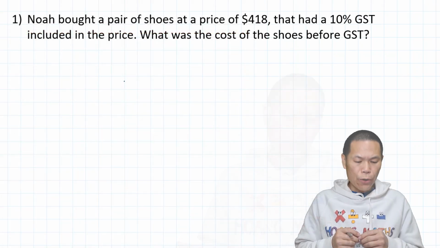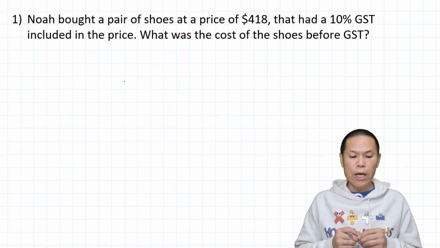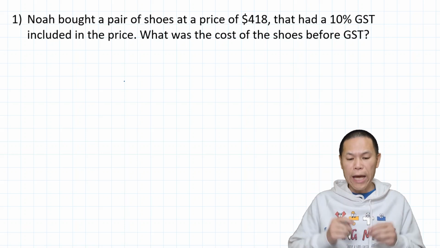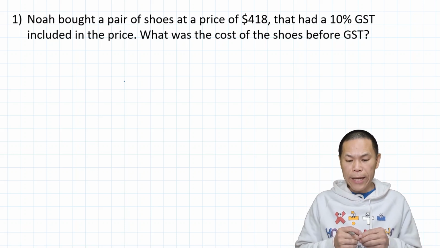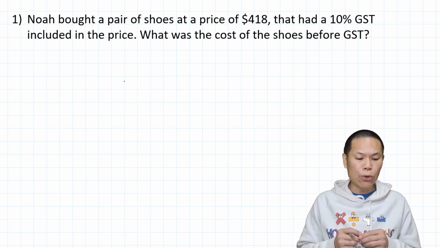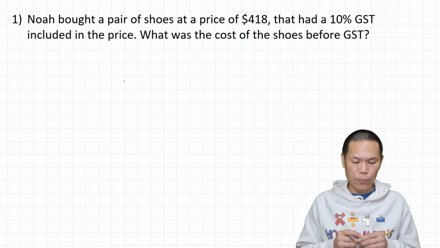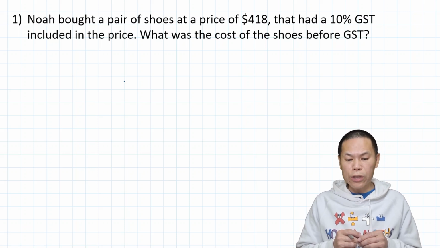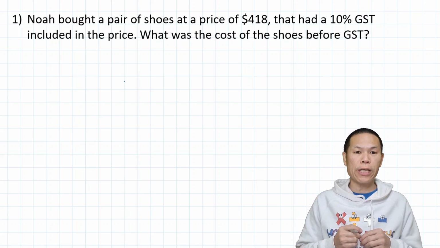First one, Noah bought a pair of shoes at a price of $418. That has a 10% GST included in the price. What was the cost of the shoes before GST?